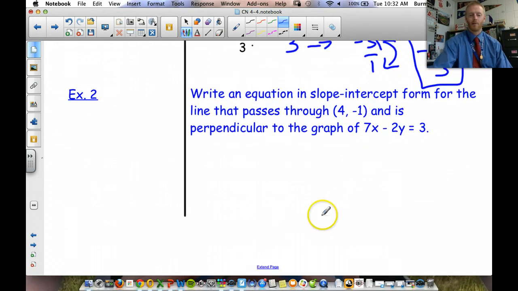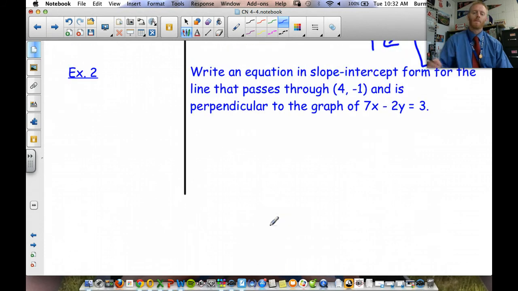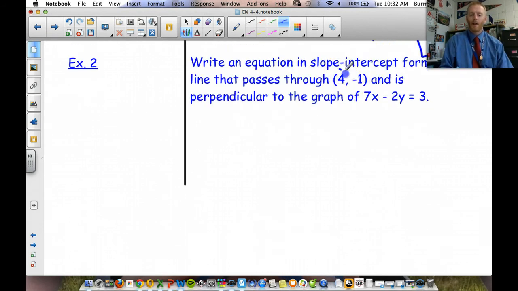So example number 2. We're going to need more space than what's provided for us, so here we go. Again, we've been given an x and a y. We need to turn this into slope-intercept form so that it's very easy for us to find what our slope is.